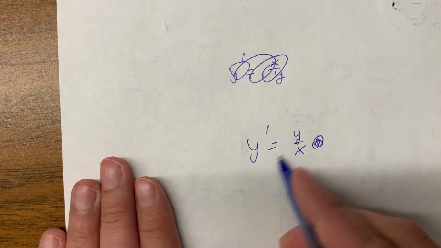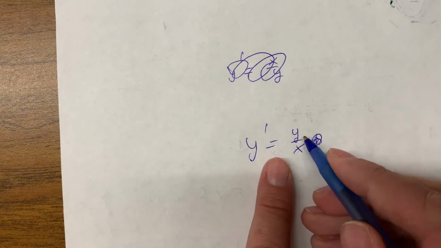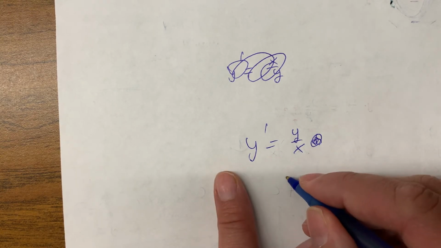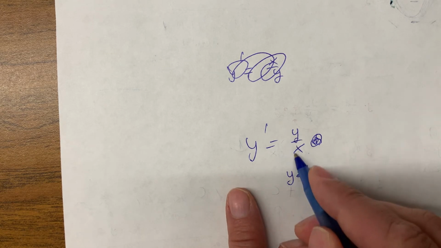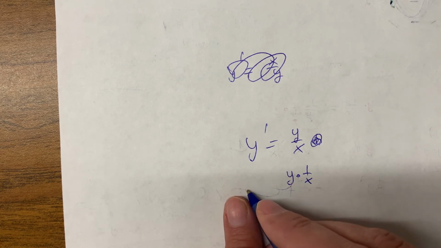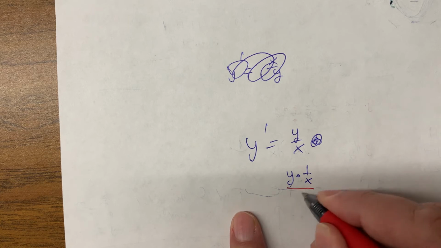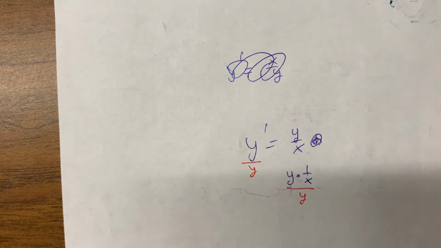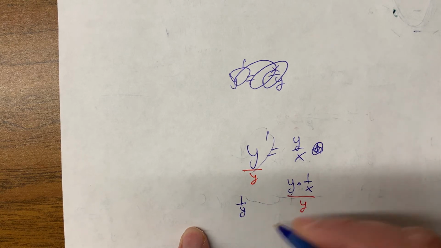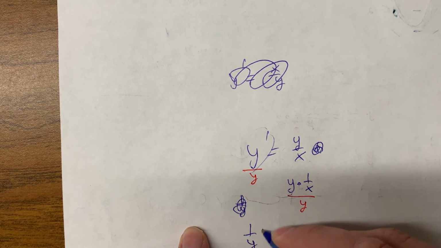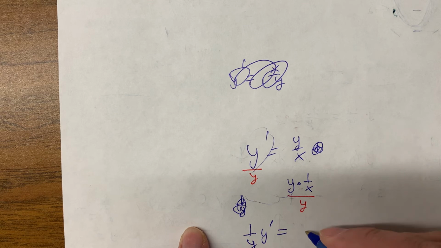So again, the y's are going to go to the left side. Remember, it's important to separate this. So this is y times 1 over x. And we need to move this to the other side. We're going to divide by y in this case. And we wouldn't leave it like this. We want the y prime to be separate. So it's 1 over y. I'll put this down here. 1 over y times y prime equals 1 over x.